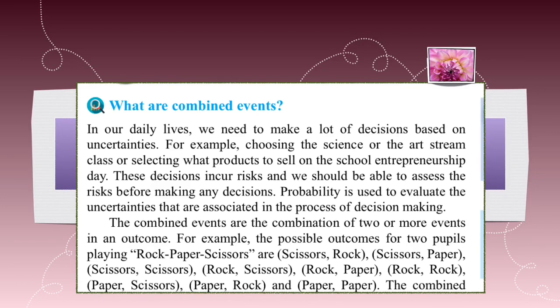In our daily life, we need to make a lot of decisions based on uncertainties. For example, choosing the science or the art stream class, or selecting what product to sell on the school entrepreneurship day. This decision incurs risks, and we should be able to assess the risks before making any decisions. Probability is used to evaluate the uncertainties that are associated in the process of decision making.